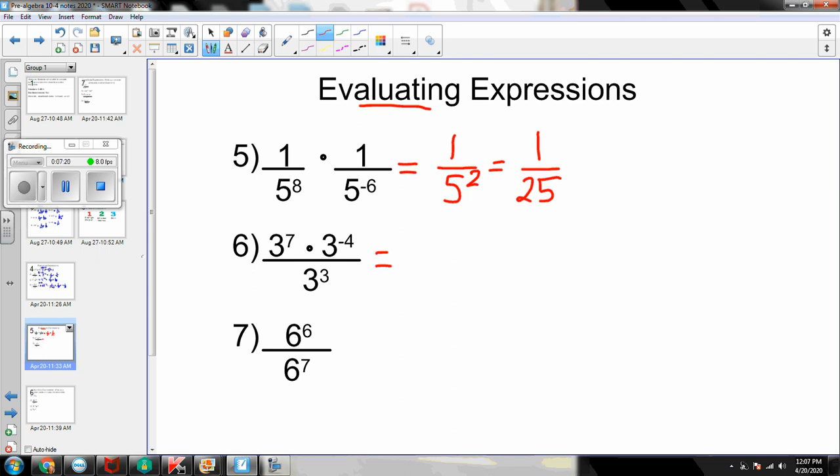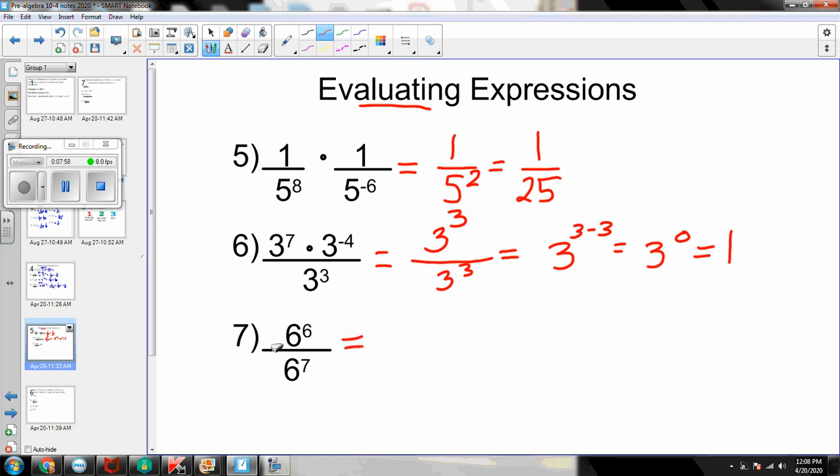On number 6, I've got a 3 to the 7th times 3 to the negative 4 in the numerator. So I can multiply these. The bases are both 3s. When I multiply, I add 7 and negative 4. So 7 plus negative 4 would be positive 3. And then I would have 3 to the 3rd over 3 to the 3rd. Well, the bases are the same, so when I divide, I subtract my exponents. So I take 3 minus 3. This would be the same as 3 to the 0. But remember, any number to the 0 power is 1. So my final answer is 1.